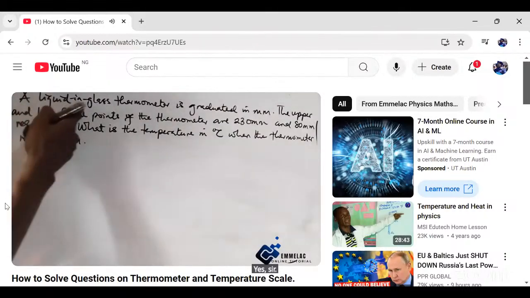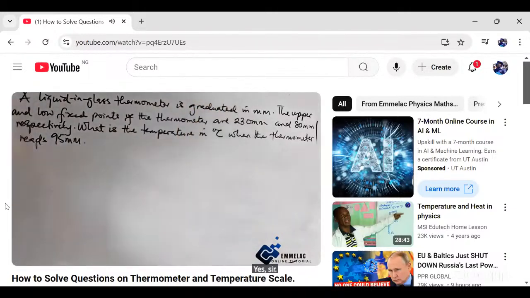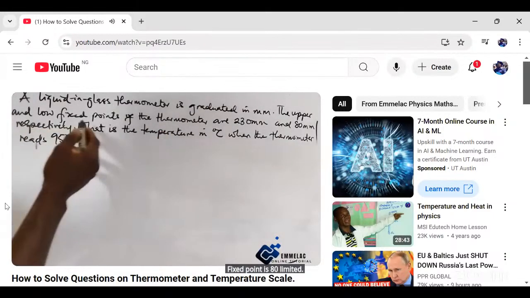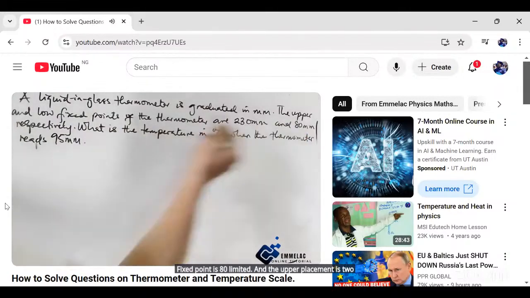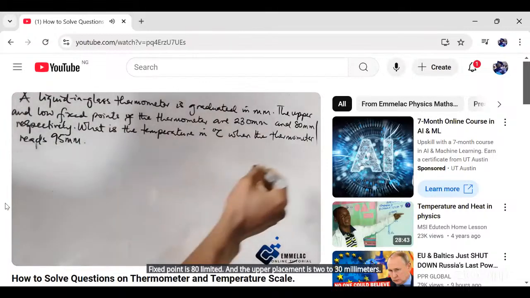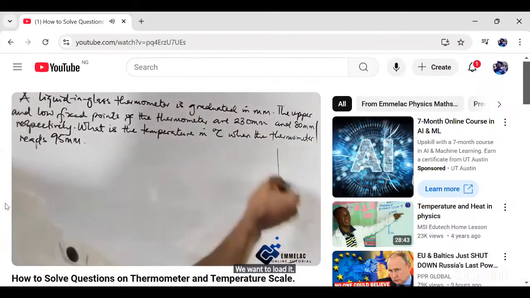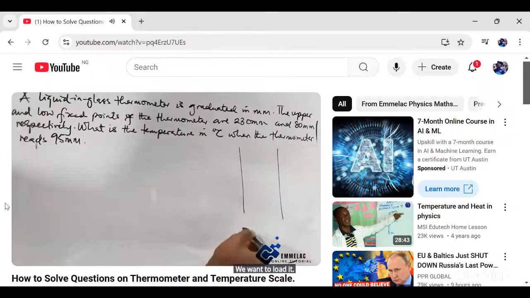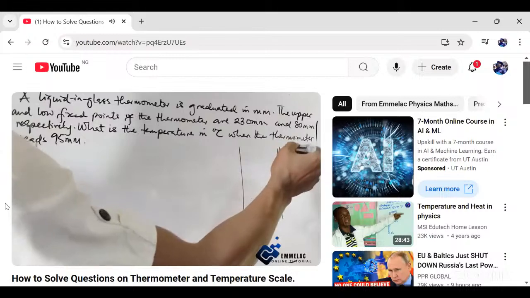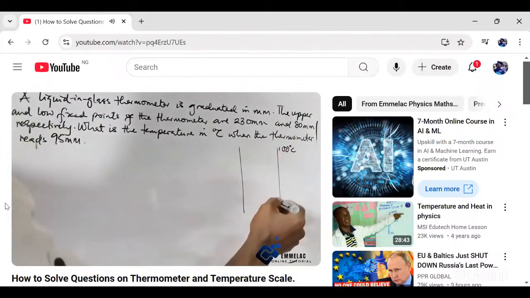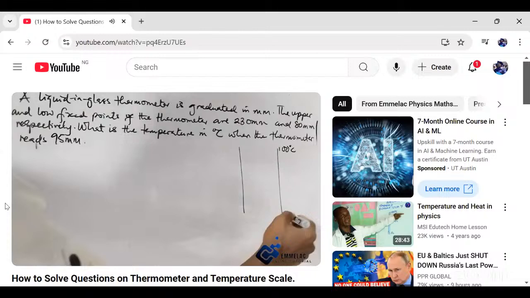It's one of the useful tools. The lower fixed point is 80 millimeters, and the upper fixed point is 230 millimeters. So we want to know the unknown. This is 0 degrees Celsius.